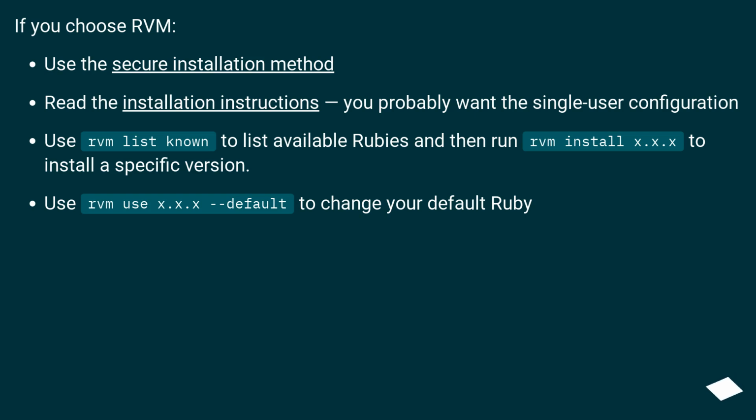If you choose RVM, use the secure installation method. Read the installation instructions. You probably want the single user configuration. Use rvm list known to list available Rubies and then run rvm install x.x.x to install a specific version. Use rvm use x.x.x --default to change your default Ruby.